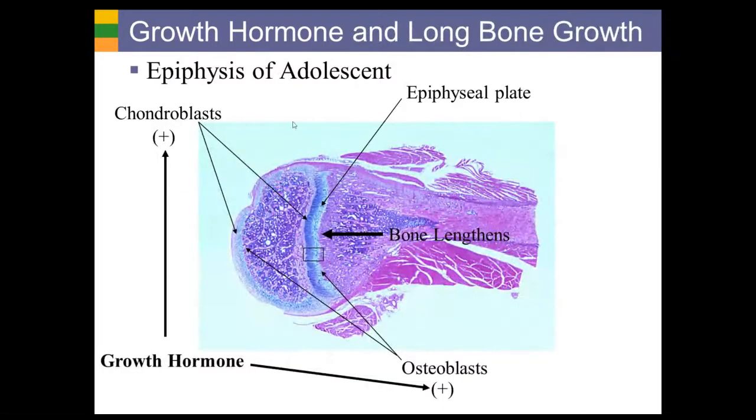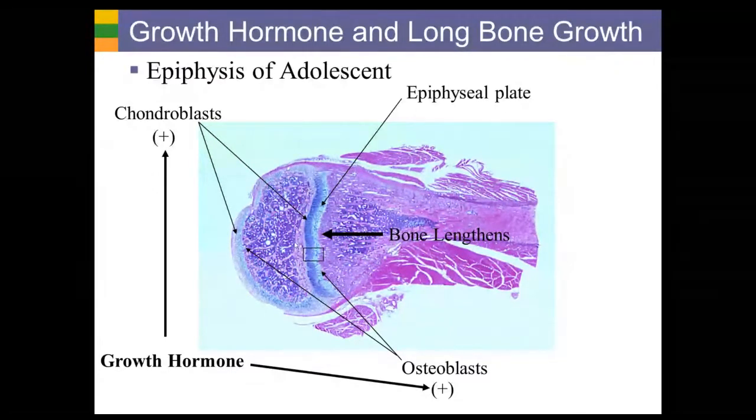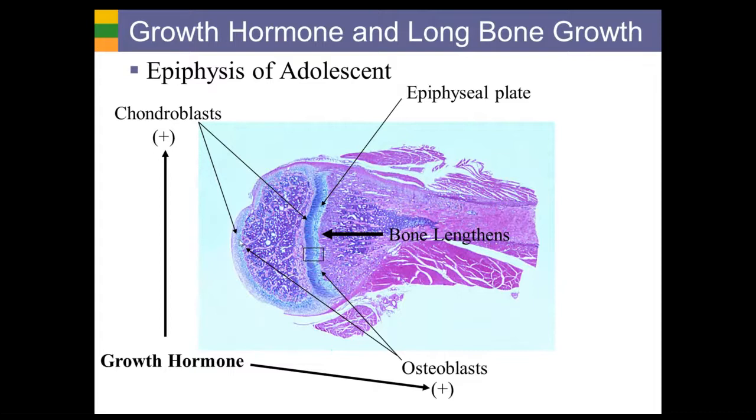Remember this figure from the skeletal system. Bones lengthen here due to osteoblasts here and here, and chondroblasts here. The bone lengthens as new cartilage is made and old cartilage is replaced by new bone. The cells that perform those two processes are the chondroblasts and the osteoblasts, and growth hormone stimulates the activity of both, which is why when you hit puberty, growth hormone levels rise, and you get the subsequent lengthening of your bones, thus your growth spurt.